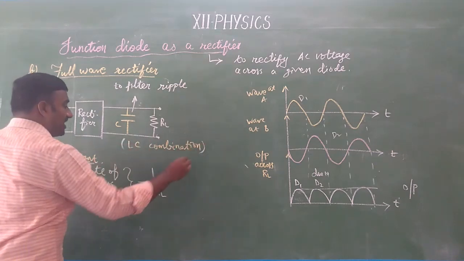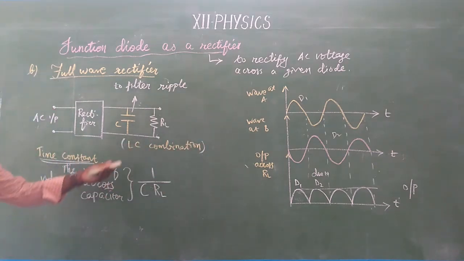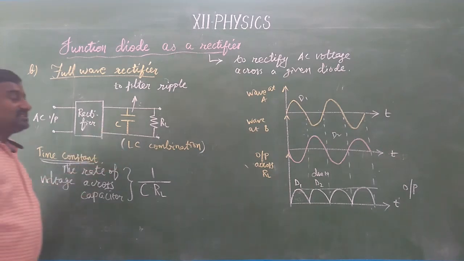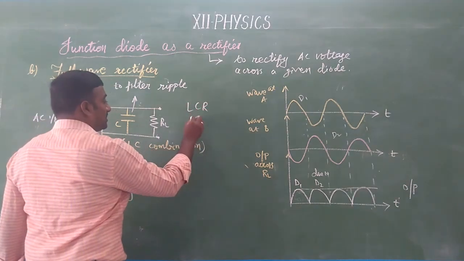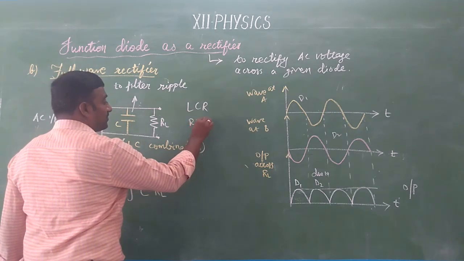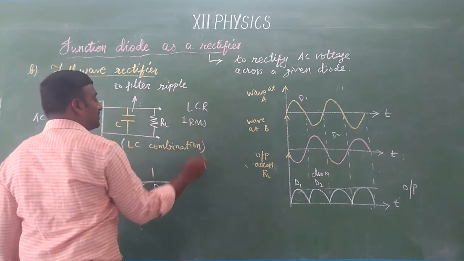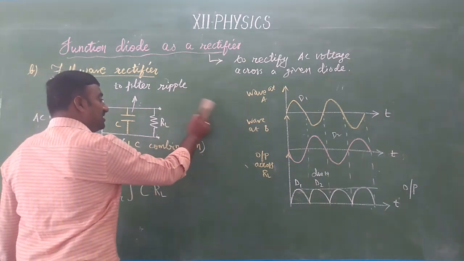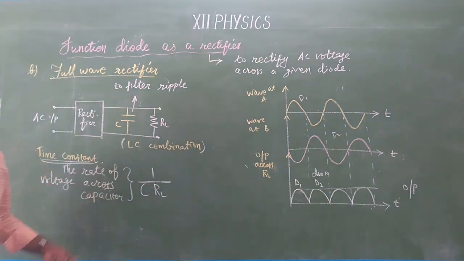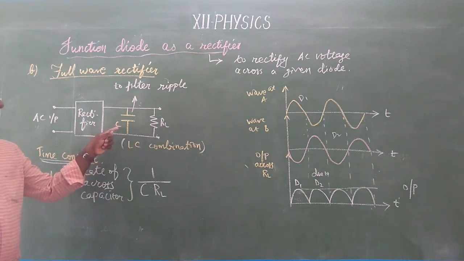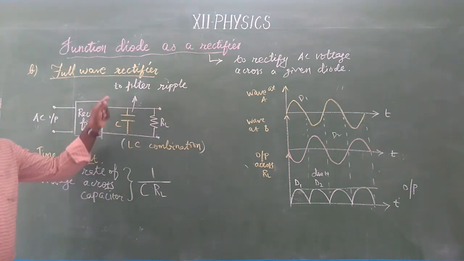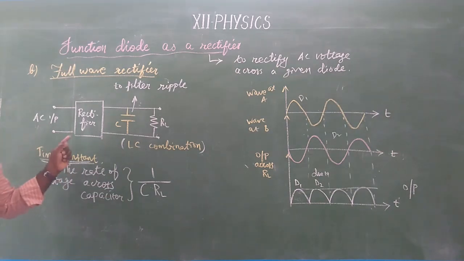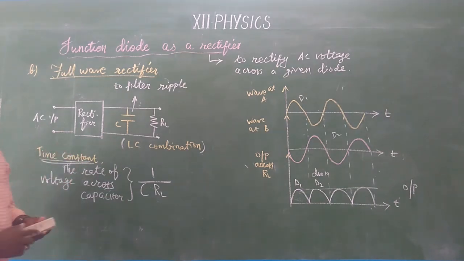About the LC combinations, you're going to learn in the first volume, 7th chapter, AC lesson. You're going to learn LCR, then RMS, the root mean square value, the root mean square current, then inductor, capacitor, resistor, everything. At that time you will be very clear how this capacitor works. But here I simply said the capacitor is connected across the circuit to filter the AC ripple, and moreover to get a smooth uniform DC output.